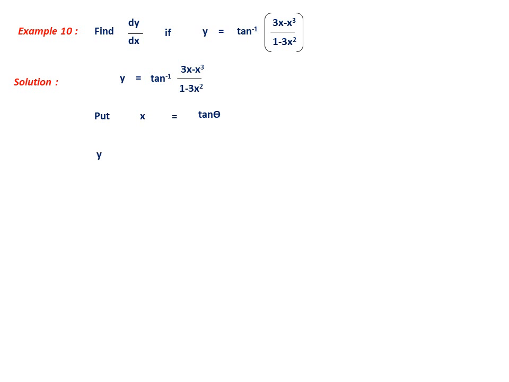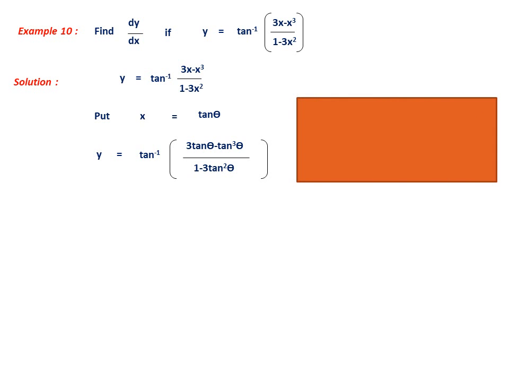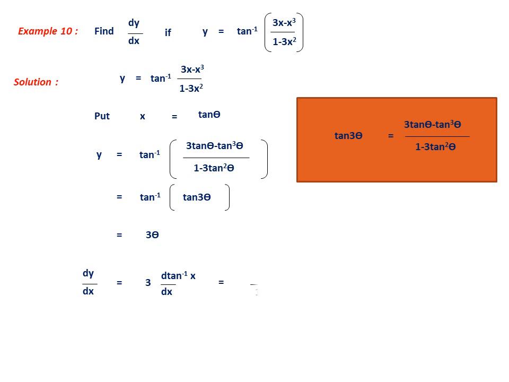Put x equal to tan theta once again. Y will be equal to tan inverse of (3 tan theta minus tan cube theta) divided by (1 minus 3 tan square theta). But you know this formula, tan 3 theta is 3 tan theta minus tan cube theta divided by 1 minus 3 tan square theta. Therefore, the given function becomes tan inverse of tan 3 theta. Therefore, this will be 3 theta. So, dy by dx now becomes 3 into d by dx of tan inverse x. So, it is 3 by 1 plus x square.